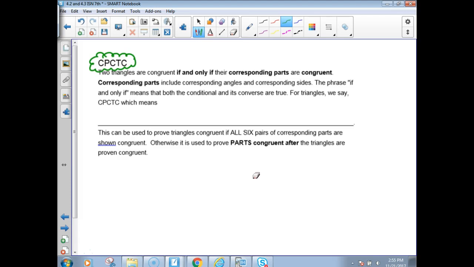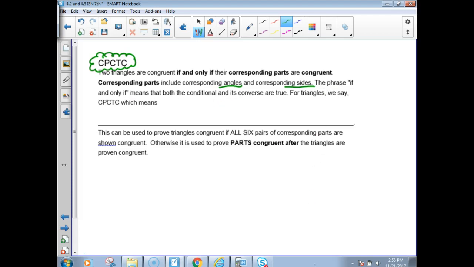CPCTC is a little bit of a mouthful, and it stands for quite a long thing. Here's what it talks about, and then I'll tell you what it means. Two triangles are congruent if and only if their corresponding parts are congruent. Corresponding parts would include corresponding angles and corresponding sides. The phrase "if and only if" means that both the conditional and its converse are true.